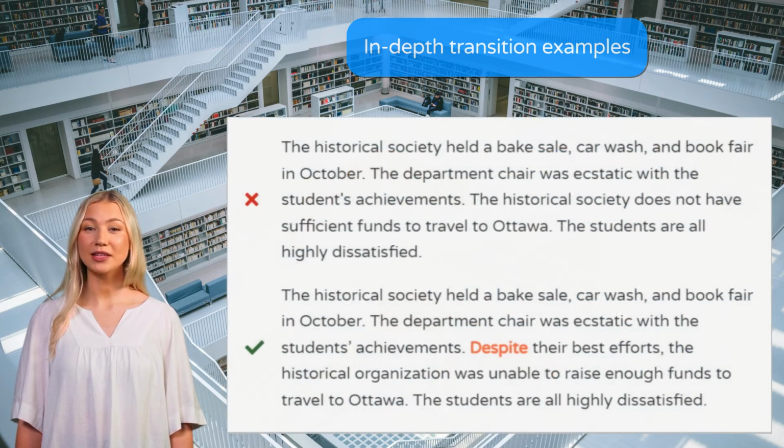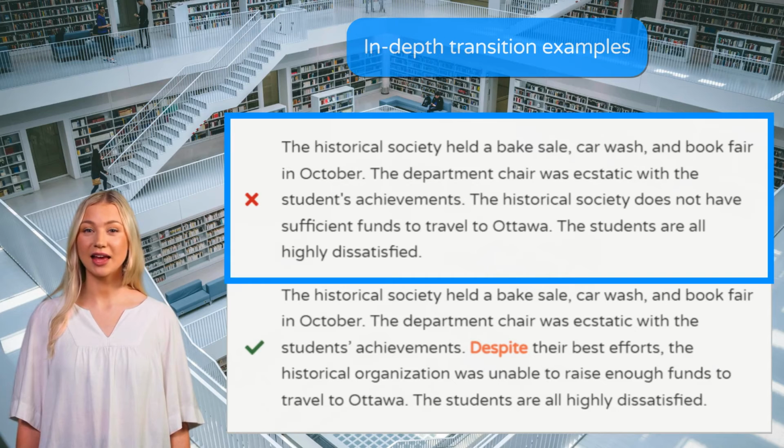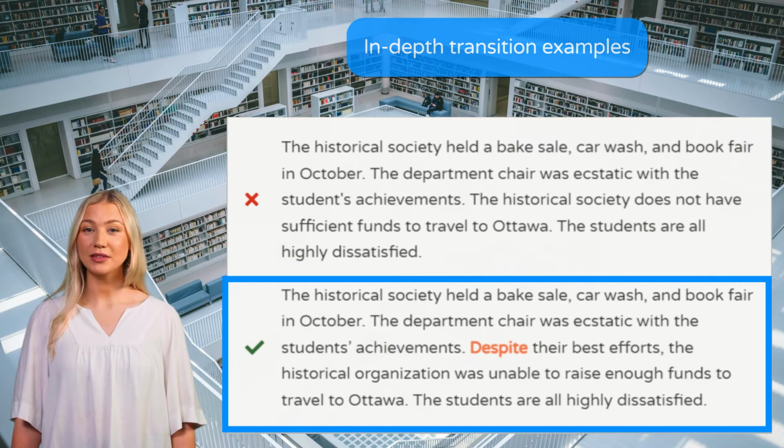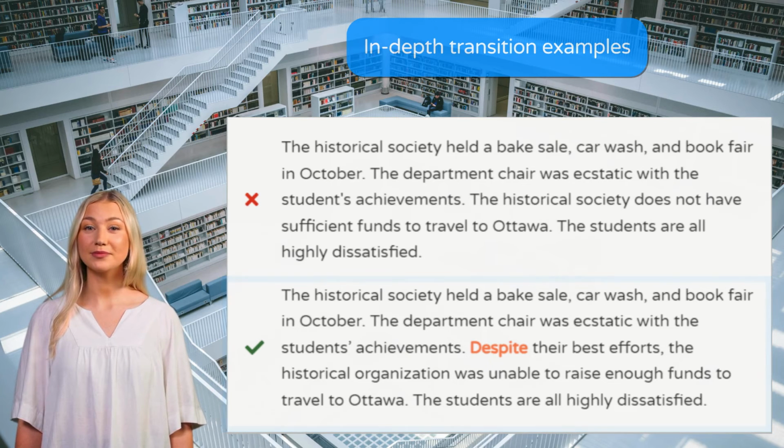The next example talks about an event held by the Historical Society. The first text does not have a transition sentence, so we can't really understand when it highlights the bad experiences of the event. But in the second text, the writer first mentions the good parts and then uses the phrase "despite their efforts" to indicate that the criticism is coming up.